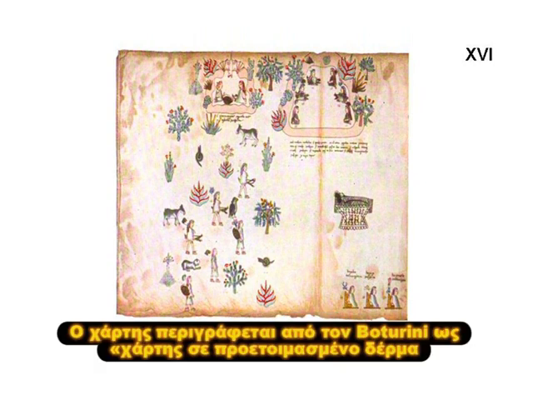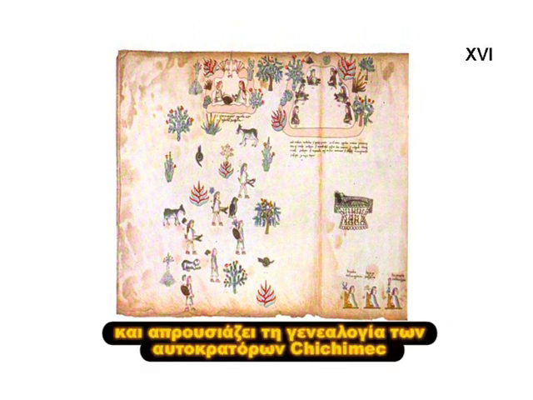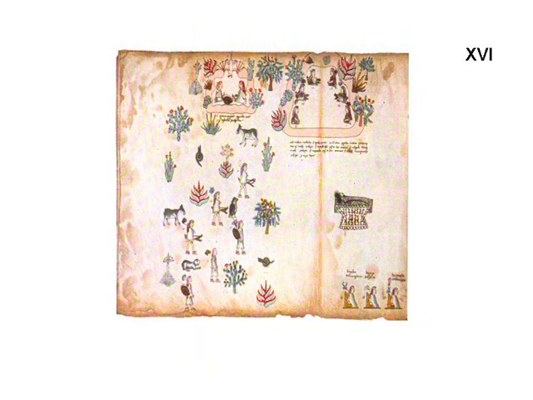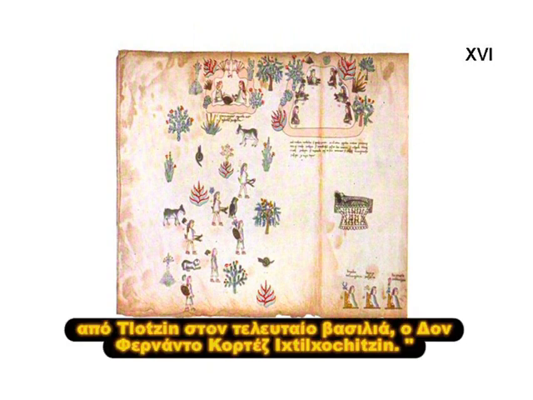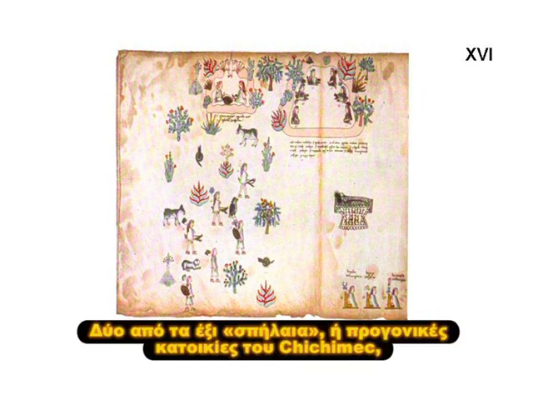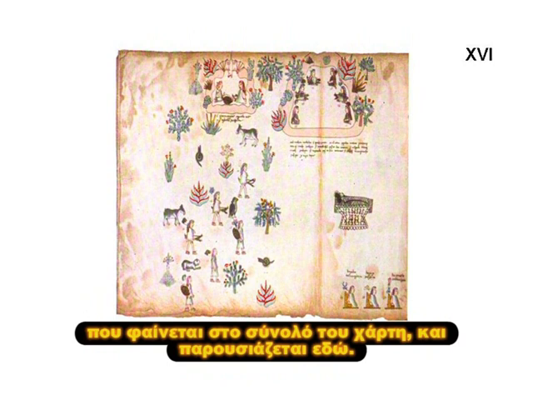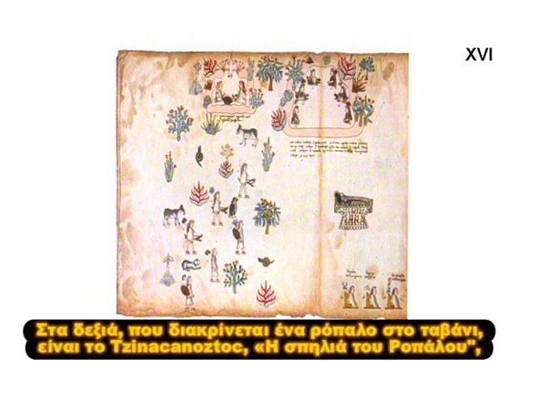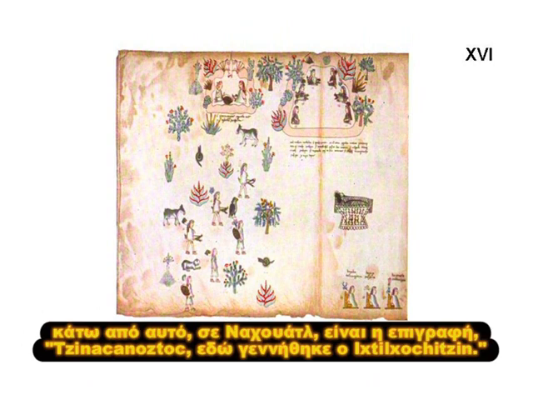The map is described by Boturini as a map on prepared skin, representing the genealogy of the Chichimec emperors, from Tlotzin to the last king, Don Fernando Cortes Ixtlilxochitl. Two of the six caves, or ancestral abodes of the Chichimec, shown on the whole map, are here represented. At the right, marked by a bat in the ceiling, is Tzinacanoztoc, the cave of the bat. Below it, in Nahuatl, is the inscription, Tzinacanoztoc, here was born Ixtlilxochitl.